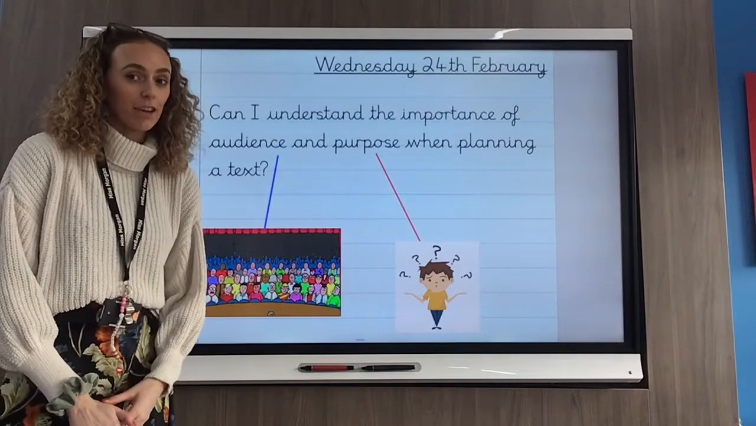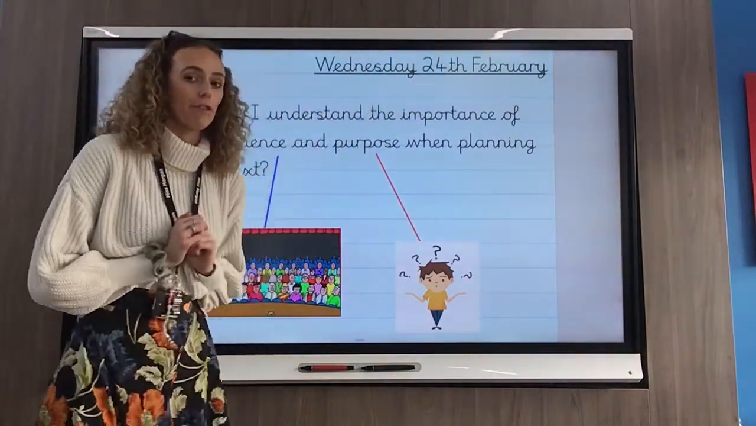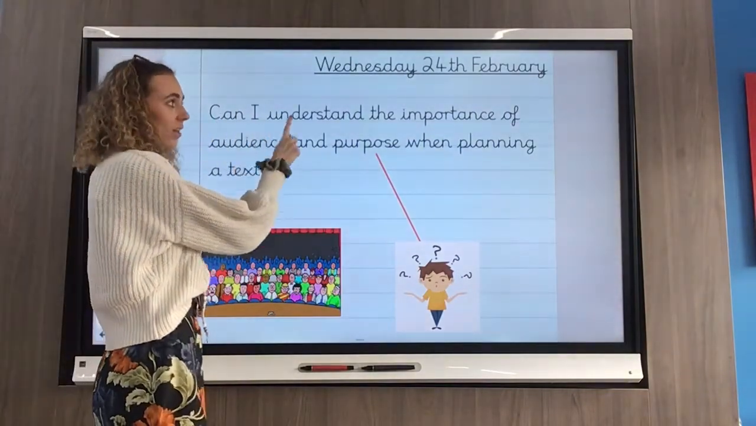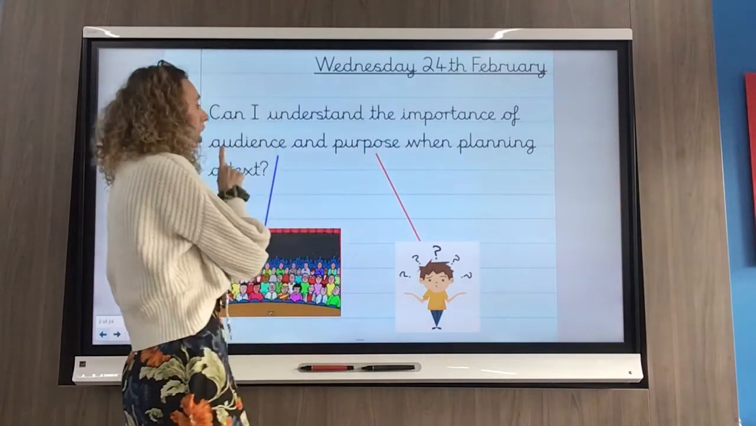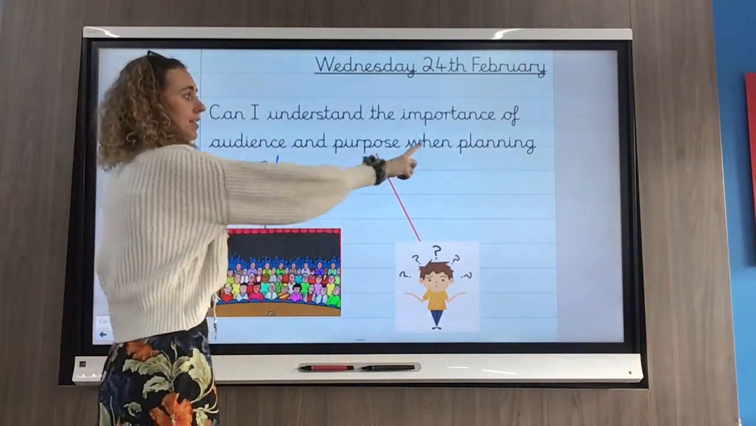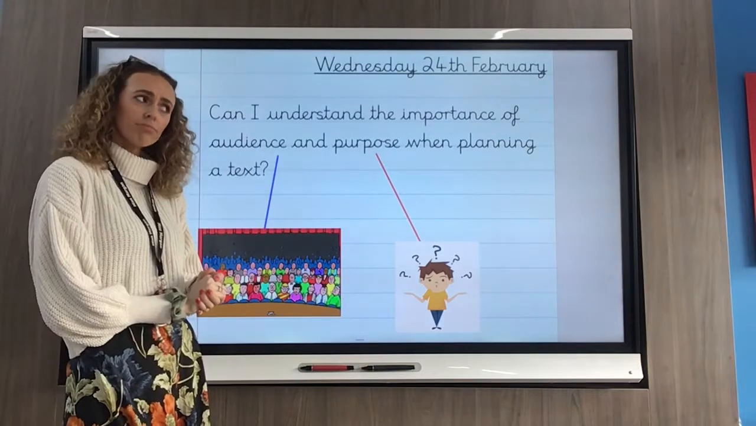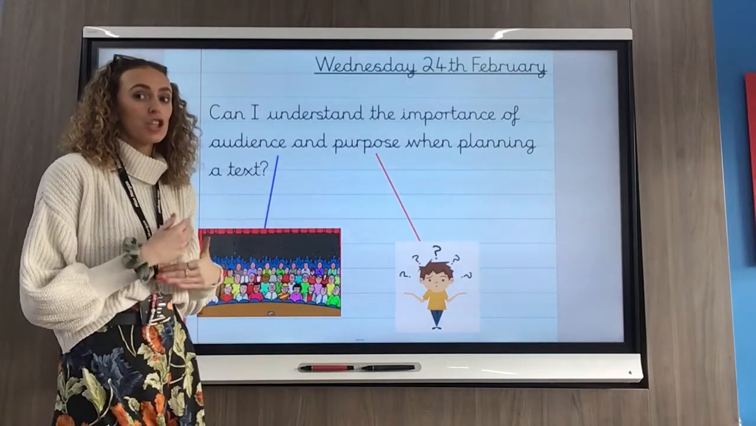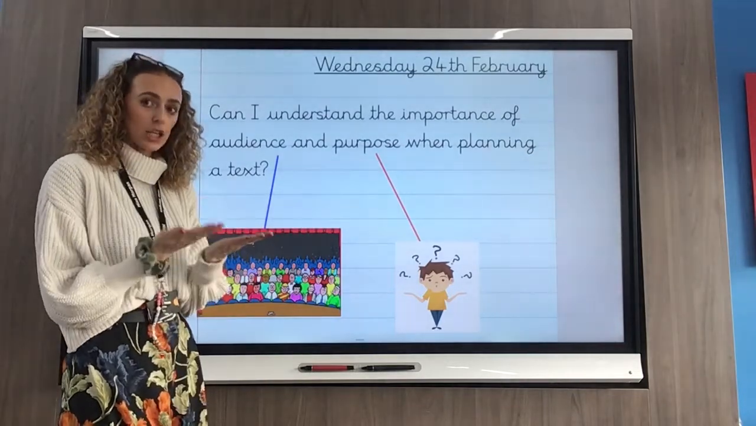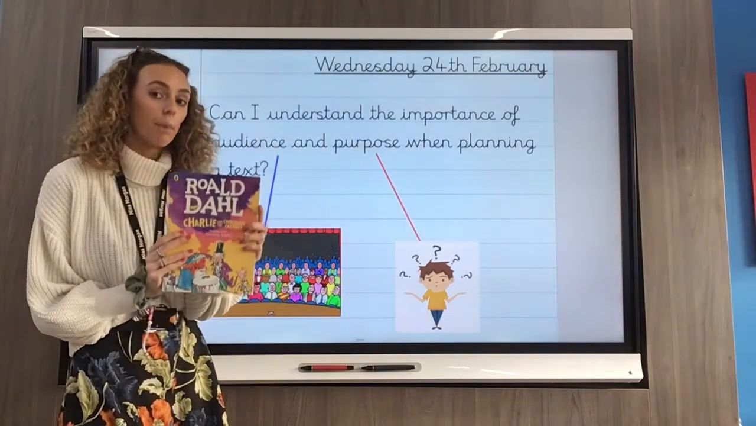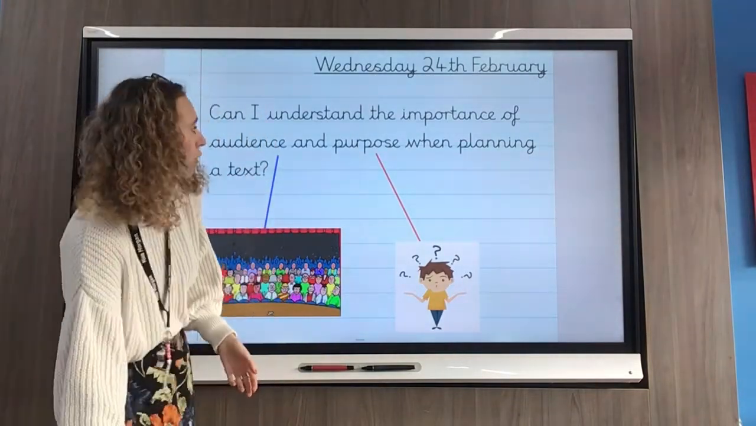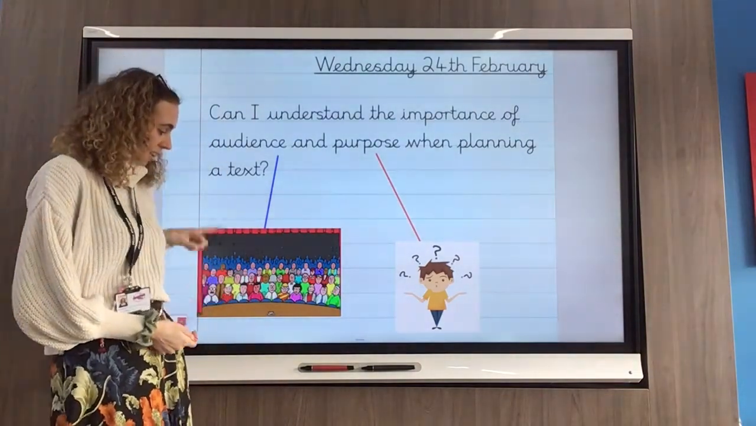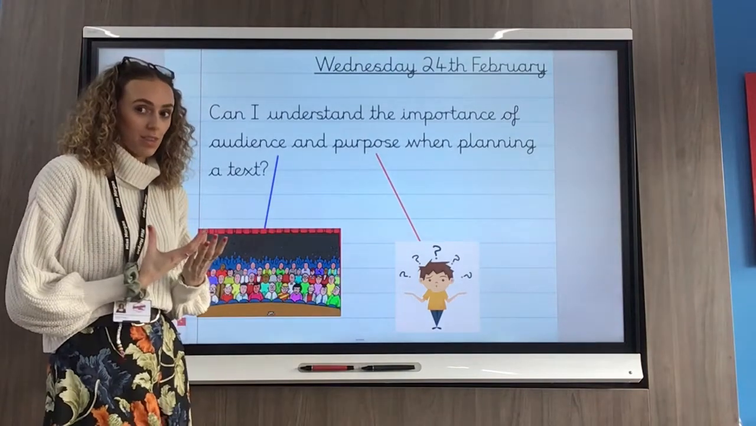Now, let's look at our learning for Wednesday, the 24th of February. So big voices. Let's read our learning question together. Can I understand the importance of audience and purpose when planning a text? So we know when we plan something, that means we put a plan in place to make something, don't we? And a text is usually a story or a poem or instructions, for example. Now, audience. I'm sure you know what an audience is, Year 3. It's when lots of people look at something, okay?